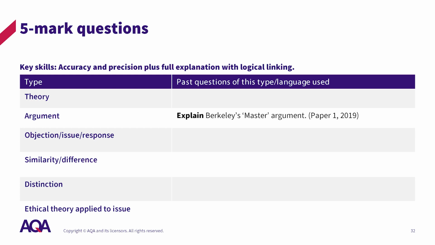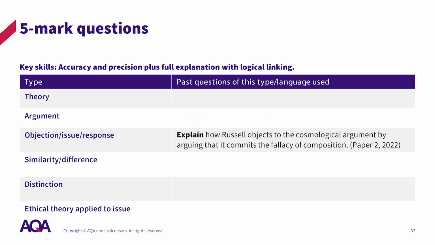The second question is an example of how students can be asked to explain arguments, in this case, Berkeley's master argument. Students can be asked to explain philosophers' objections, issues, or responses to arguments, provided they are from within the specification. In this case, the specification directly states that students should address issues that may arise for the cosmological arguments, including the cosmological argument commits the fallacy of composition, and Russell's name is placed in brackets after this.